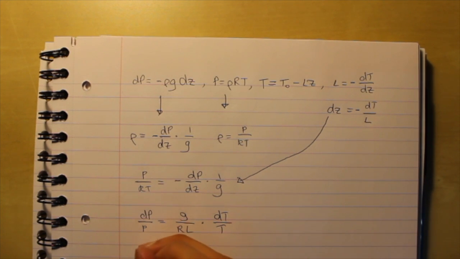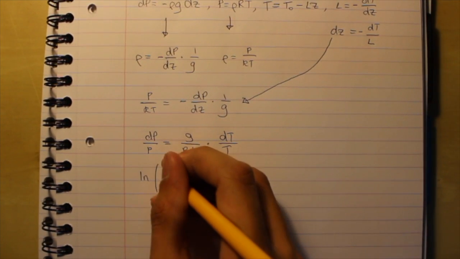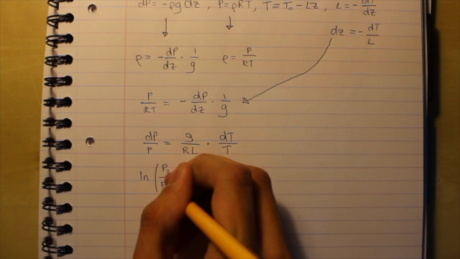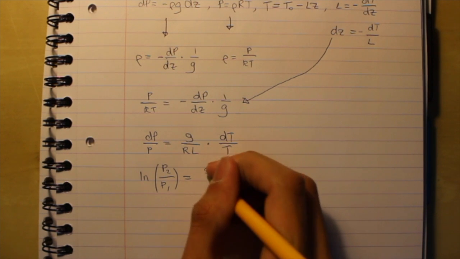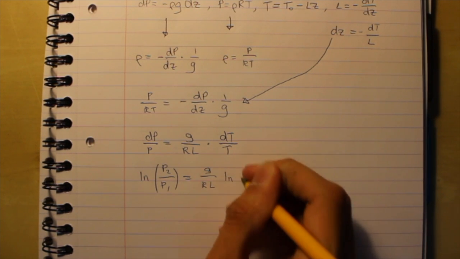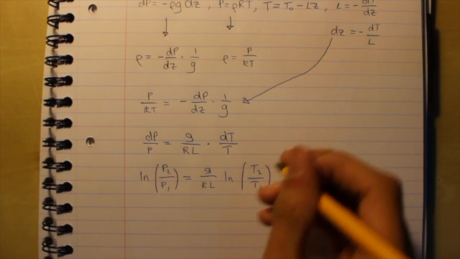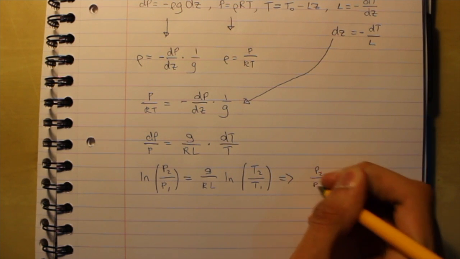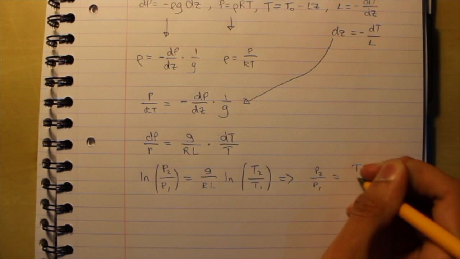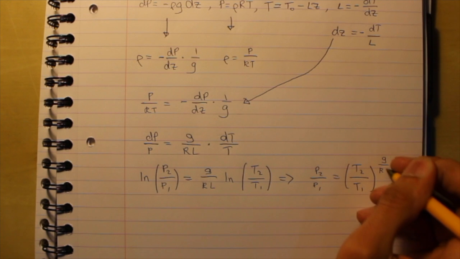We can then integrate, and then we get ln P2 over P1, which is equal to g over RL ln T2 over T1, which we can then write as P2 over P1 equals T2 over T1 all to the power of g over RL.